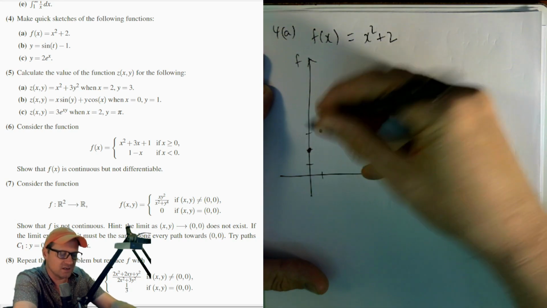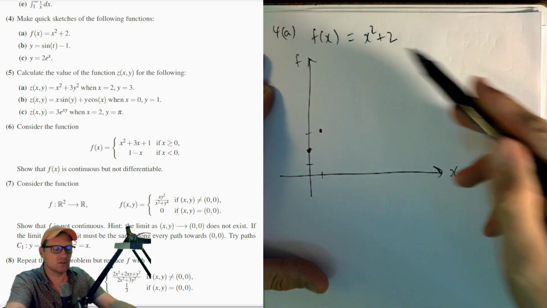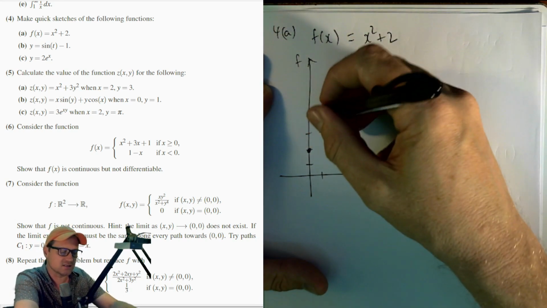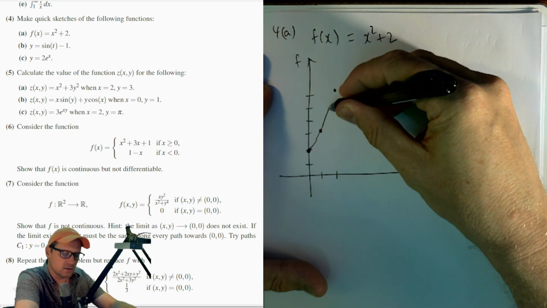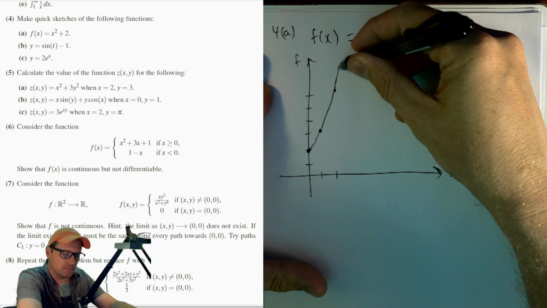So we have a point here. When x is 2, we have 4 plus 2 is 6. We have a point here. And so this, of course, is a parabola.